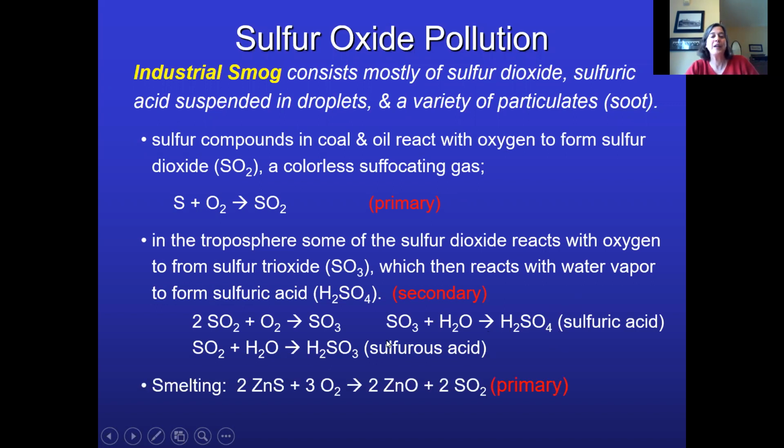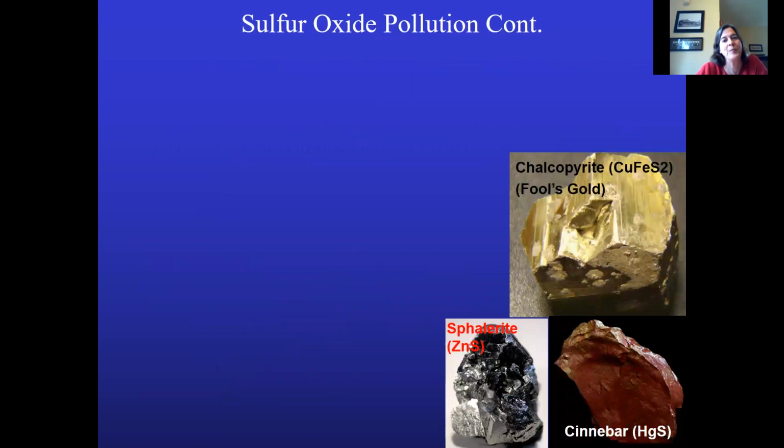And then in the smelting process, I use zinc as my example. It would be zinc sulfide. And in order to get the zinc free, you have to react with oxygen and you extract the zinc, and what is a byproduct is sulfur dioxide, which then can go back in the atmosphere and make your sulfuric acid. All right, so about that smelting, a little bit more detail.